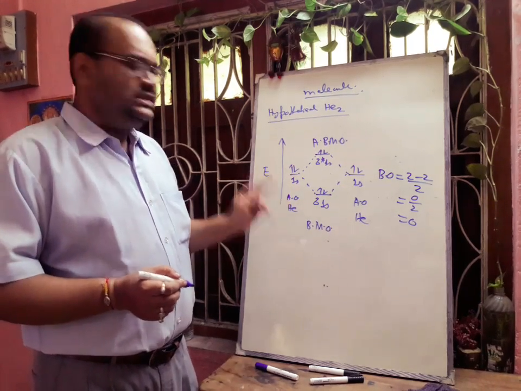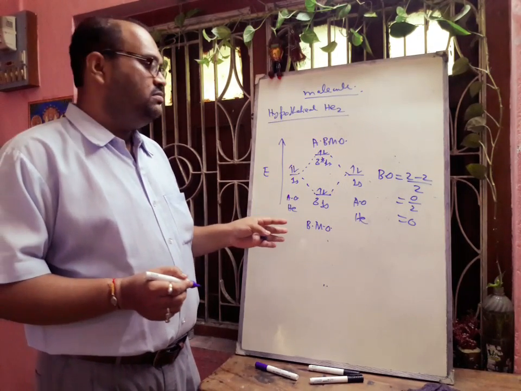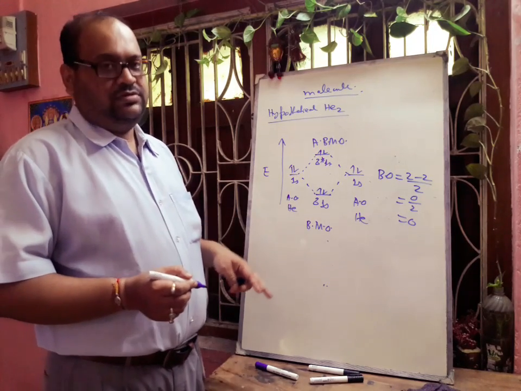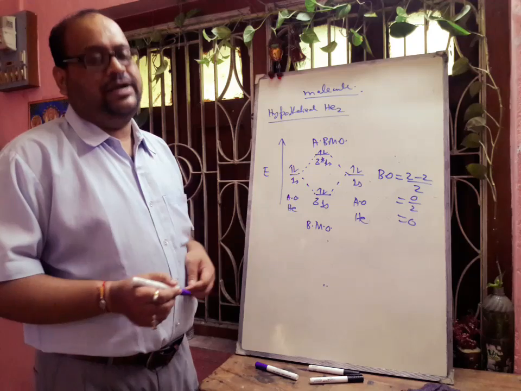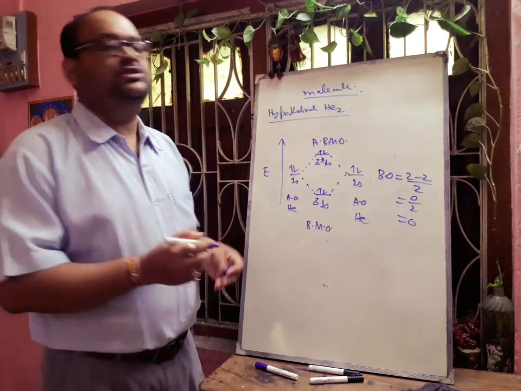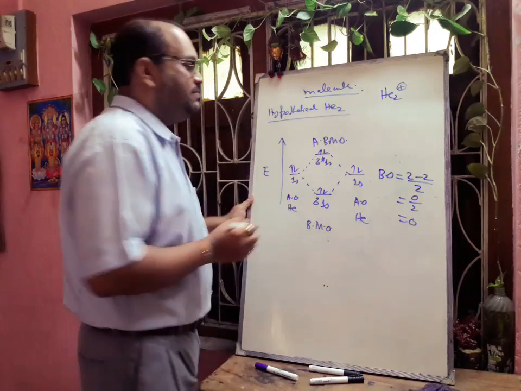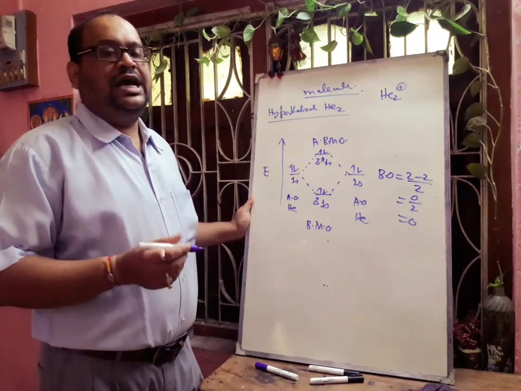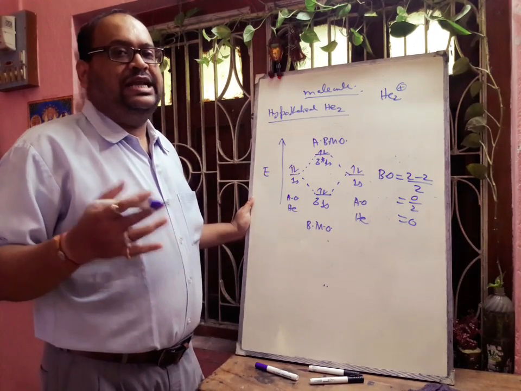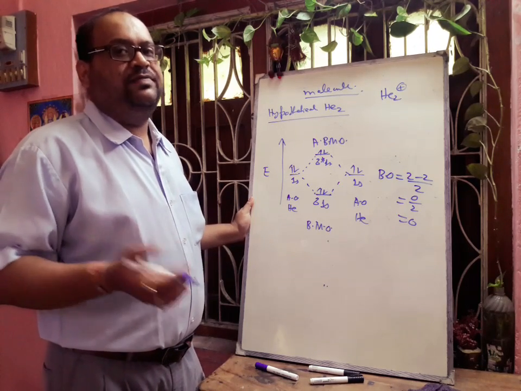From here we can easily predict why the helium molecule will not exist: there is no bond, and bond order is 0 between two helium atoms. But if we think about the existence of He2 plus, that also exists at high temperature. Actually, it has been detected spectroscopically when an electric discharge is passed through helium gas at low pressure.